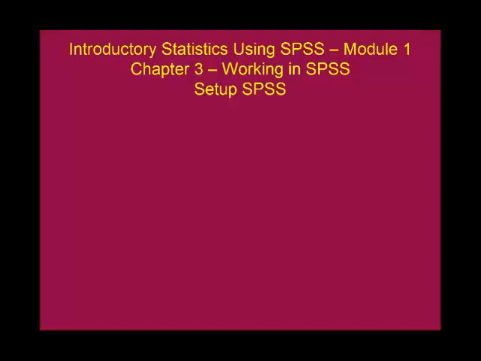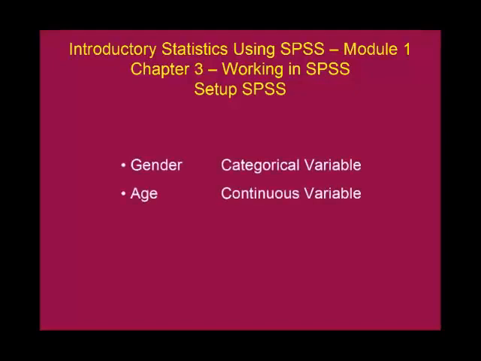Before you can enter data into SPSS, each variable needs to be established. This is accomplished by creating unique names for each variable and then telling SPSS what kind of data the variable will contain. For this example, we'll set up an SPSS database to contain two variables: gender, which is a categorical variable, and age, a continuous variable. Let's go into SPSS and see how this works.